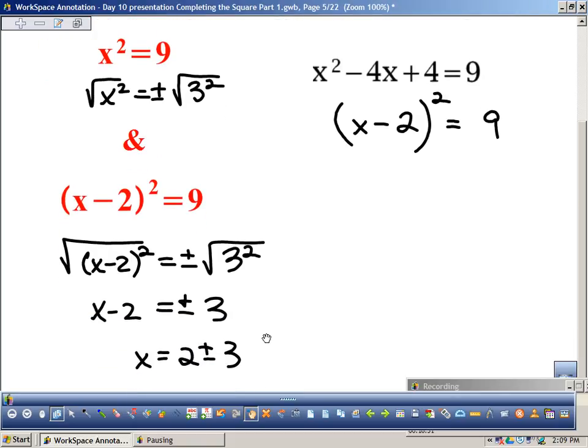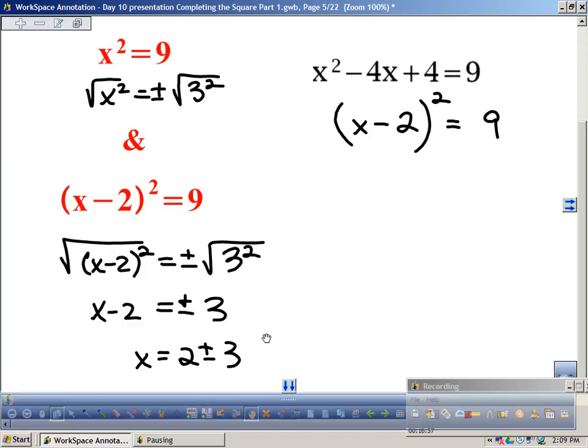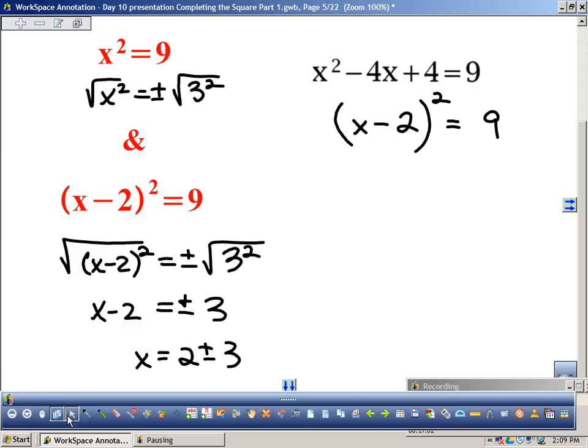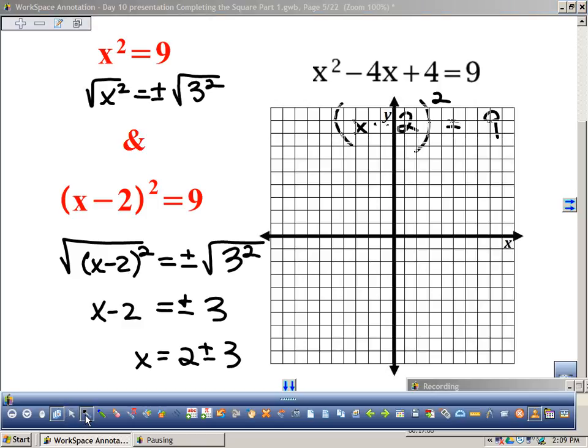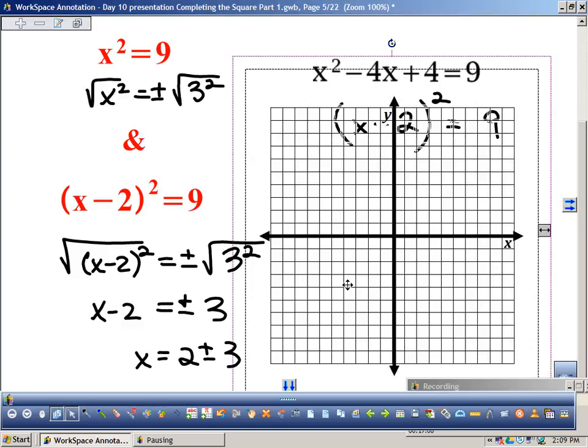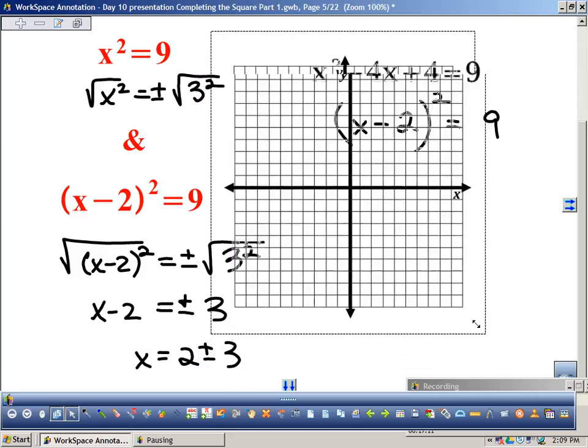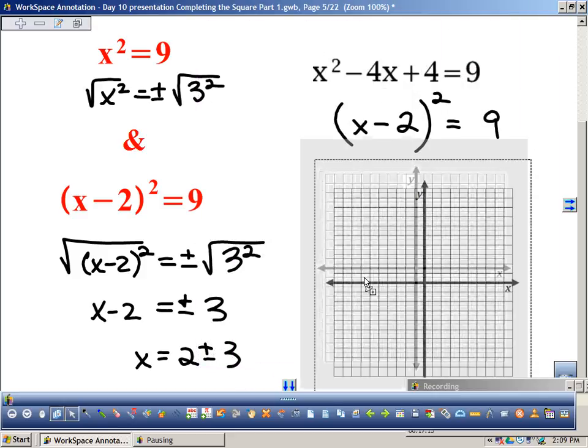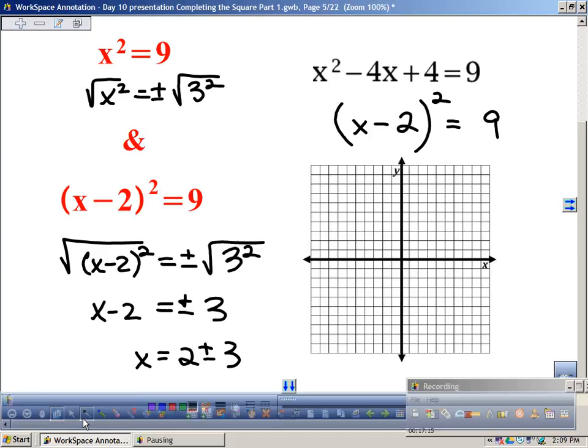It's x equals an axis of symmetry of 2, and I'm going to go to the right 3, and I'm going to go to the left 3. And now you've got it graphed. Then you can figure out your vertex, right? Immediately you can figure out your vertex. Let's see. I'm taking out a lot of the algebra. It's like we're mixing the two.